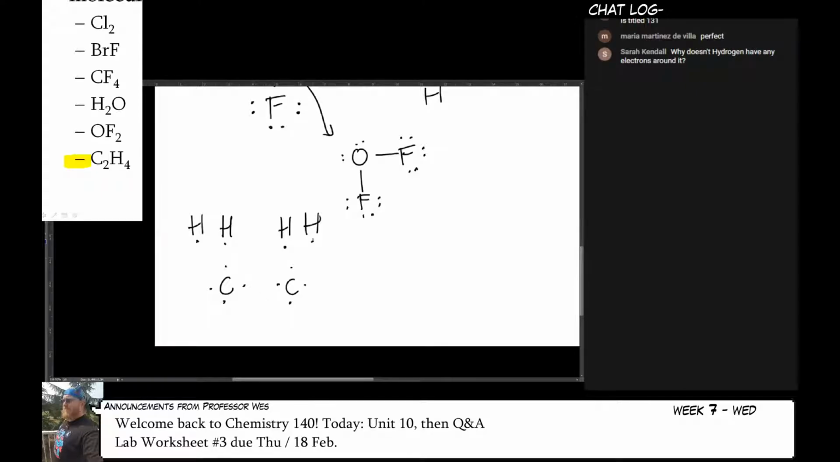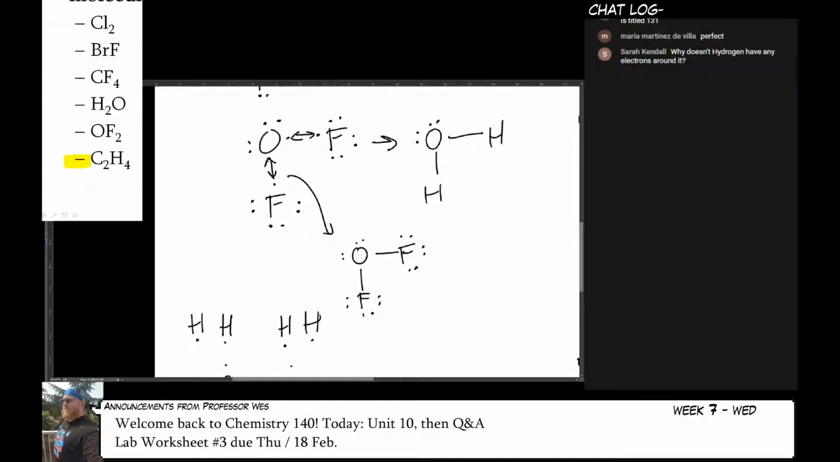Why doesn't hydrogen have any electrons around it? Because it only has 1 to start with. And when it pairs, it makes 2. Remember that hydrogen follows the duet rule. So you don't put any extra electrons around hydrogen because it didn't start with any. It starts with 1 valence electron, and it ends with 2 when you make a bond.